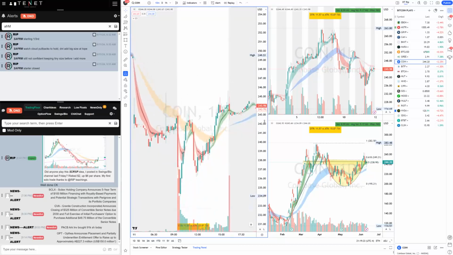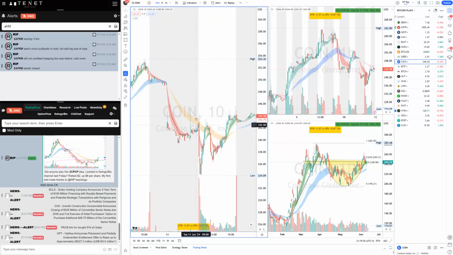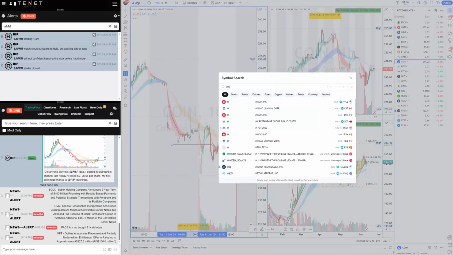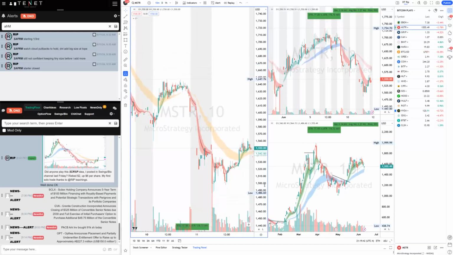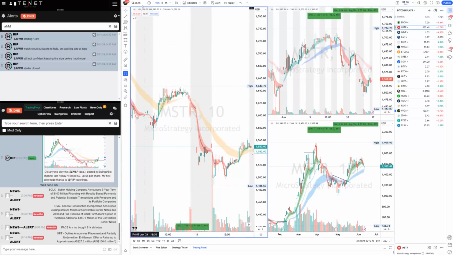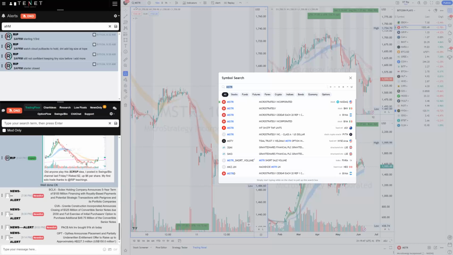COIN gave us a nice short at the open, 10 a.m. Remember, about 10 a.m. is profit taking time. Nice short. What was my level? My level was 239.40. Once that's gone, you can short a starter versus the clouds and just trade that short. And look at MSTR. MSTR was a nice fade at open as well to the 1500 psychological level. Yes, it was a nice long later, but these were the morning short setups.